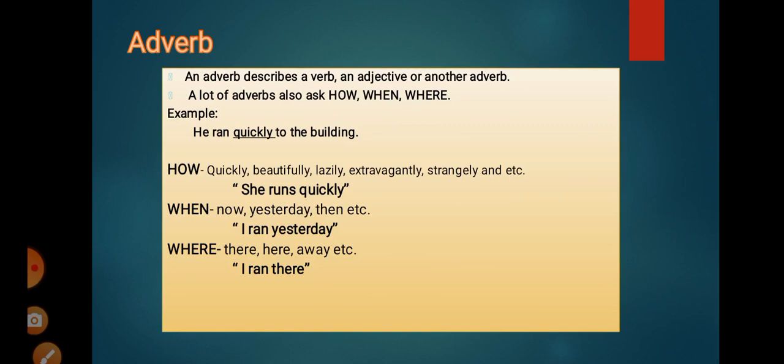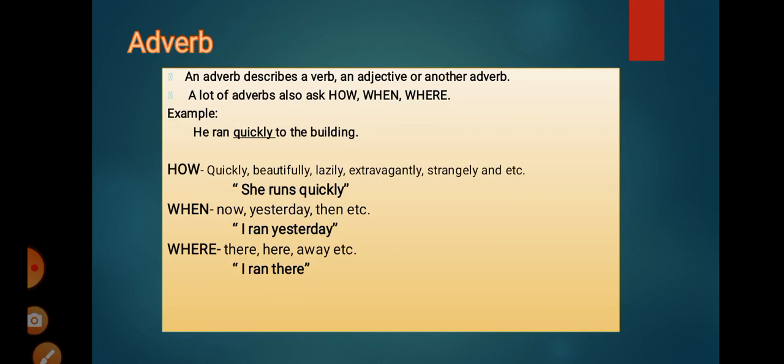Adverbs also answer the questions how, when, and where. The -ly ones tell how something is done, while words like now, yesterday, and then tell when. For example, in the sentence "I ran yesterday," yesterday tells us when I ran.